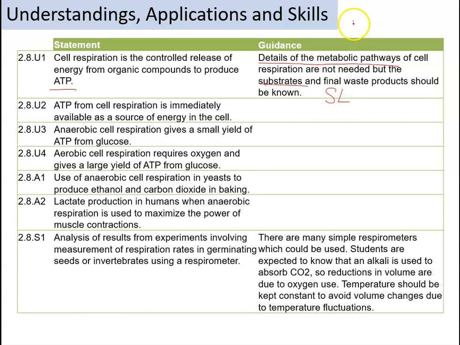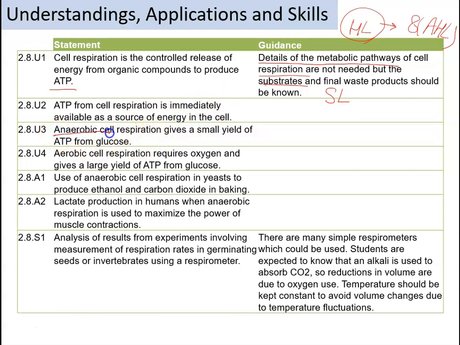For HL is different. For HL students, we will have Unit 8, which is another AHL unit. So don't be so happy here right now if it is said that you don't need to learn. HL students, you should learn these substrates and everything in detail in the cellular respiration in Unit 8, okay? But SL, no need. ATP from cell respiration is immediately available as a source of energy. That's what we know.